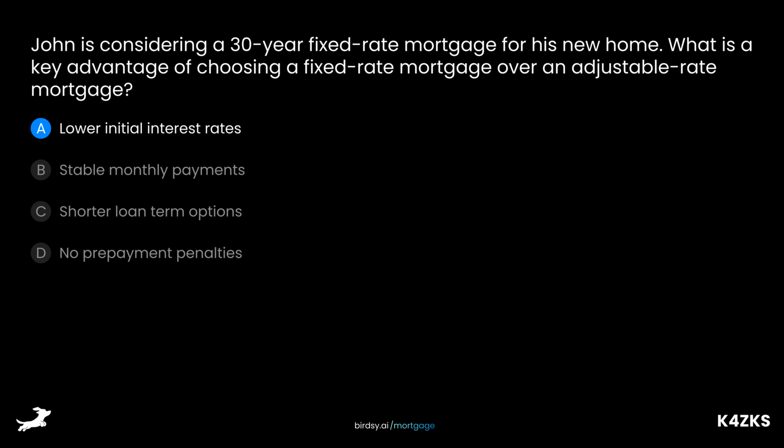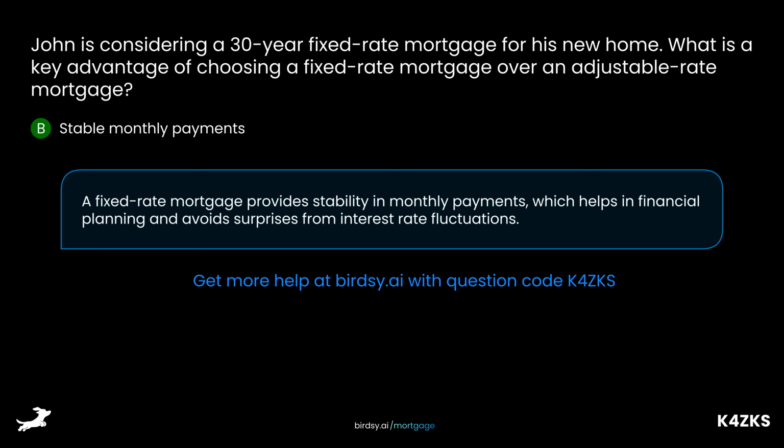Is it A, lower initial interest rates? B, stable monthly payments? C, shorter loan term options? Or D, no prepayment penalties? The answer is B, stable monthly payments. A fixed-rate mortgage provides stability in monthly payments, which helps in financial planning and avoids surprises from interest rate fluctuations.